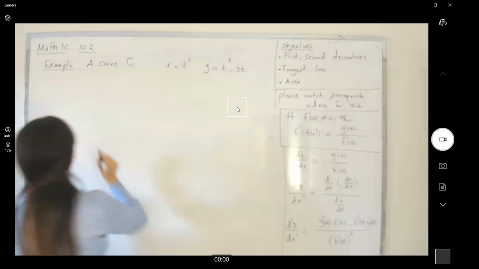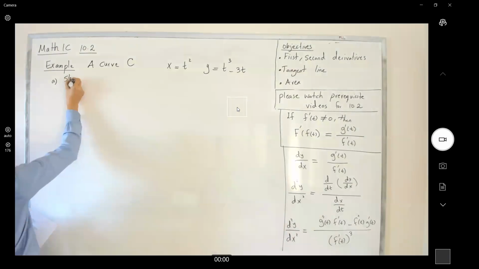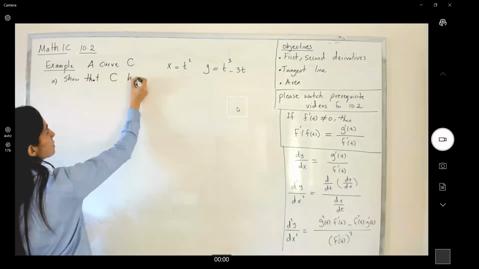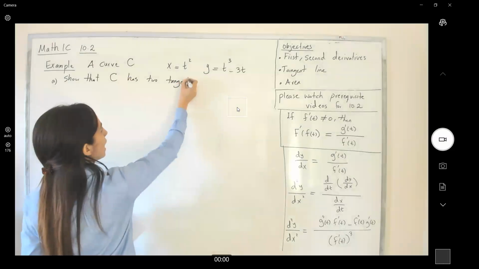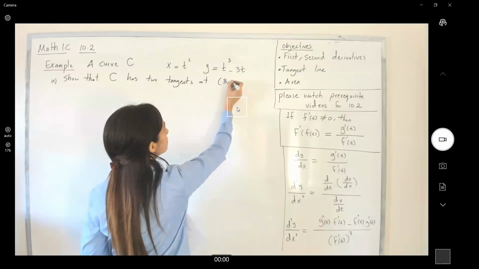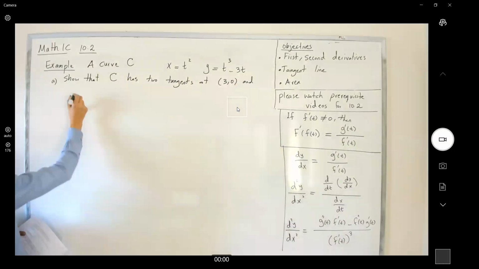Part A of the question says, show that C has two tangents. Show that this curve has two tangents at the point (3, 0), and find the equations of those tangent lines.